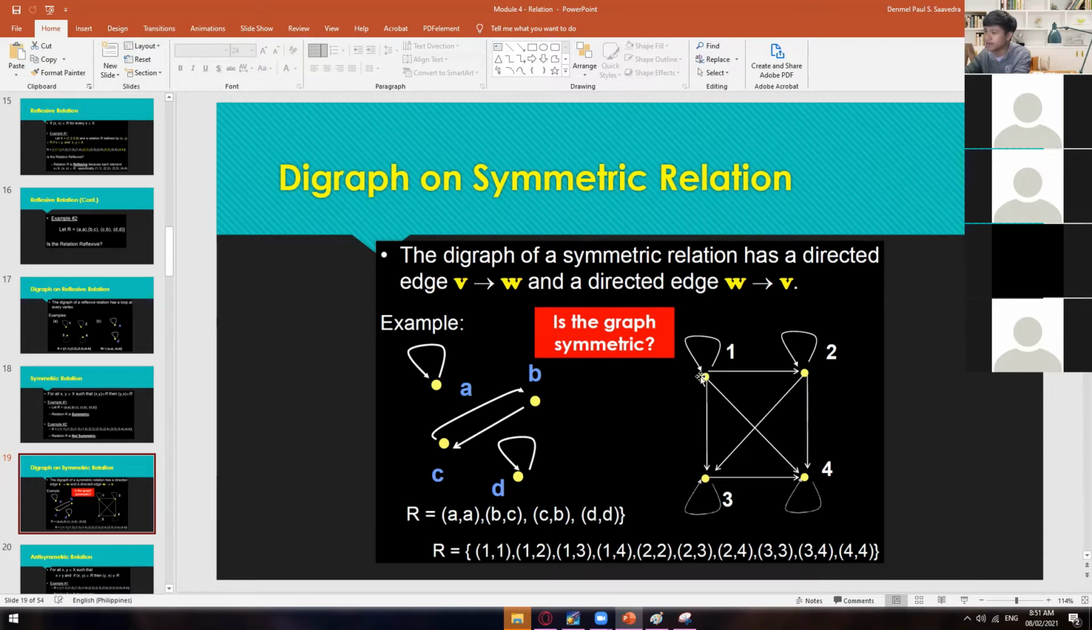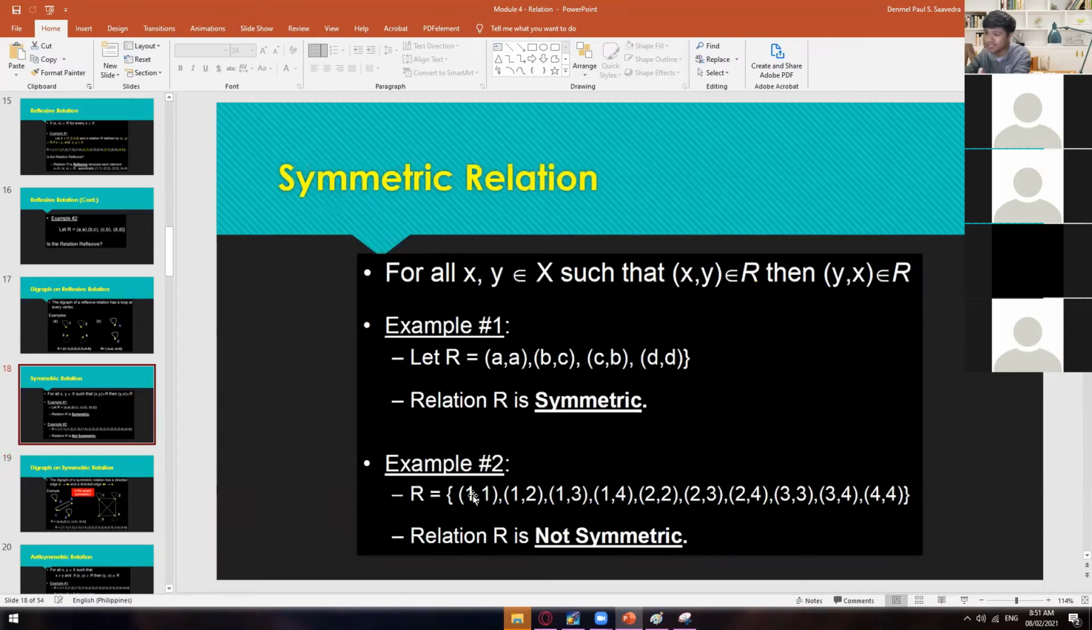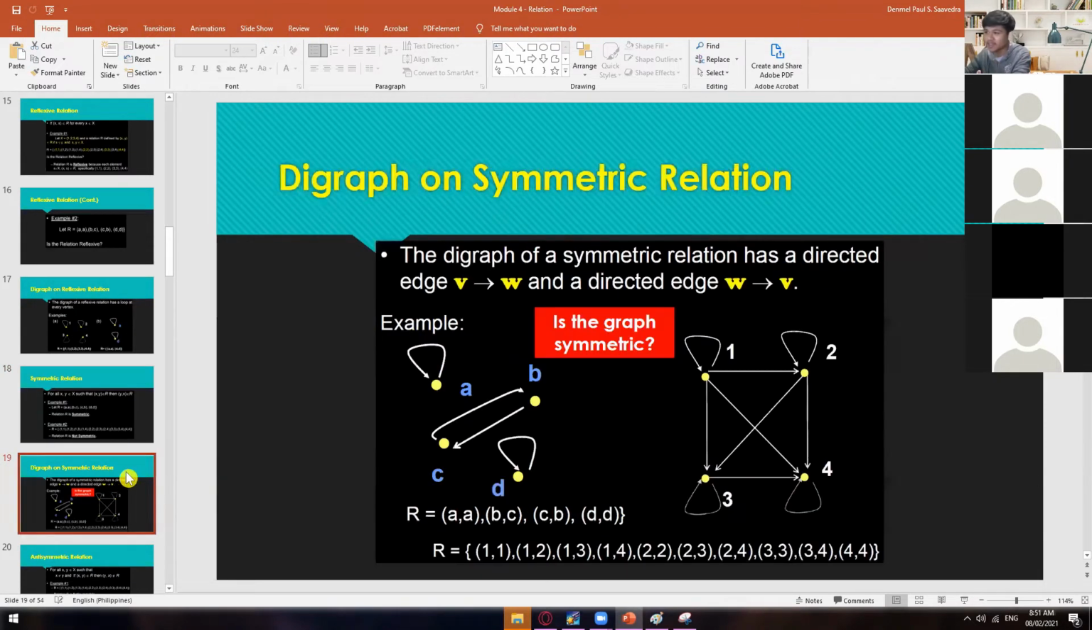The same with this example. If we have (1, 1), (2, 2), (3, 3), and (4, 4), no problem on those. But for (1, 2), no. So this one is not symmetric. This one actually is example number 2, and then this diagram is example number 1. This is just the representation of a diagram. As you can see right here, we have 1, 4, but there is no line going back to the 1, or 4 going to the 1. So that is why this diagram is not a symmetric relation, right?